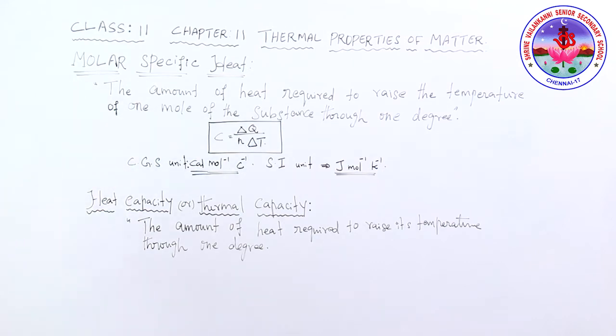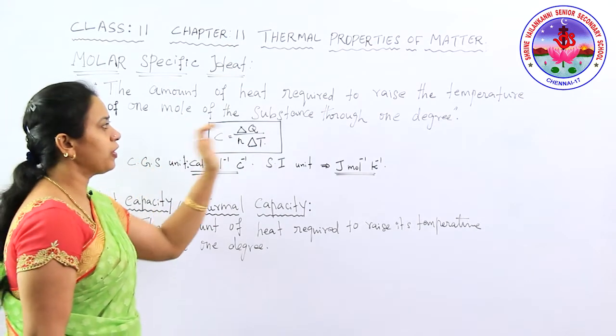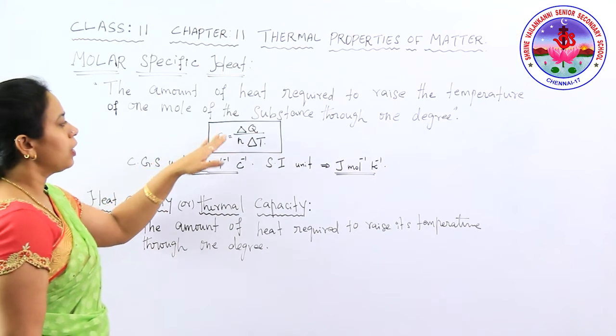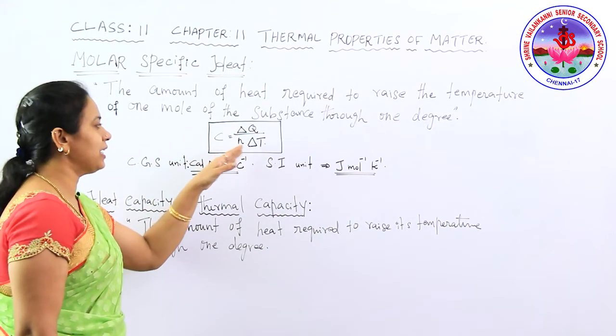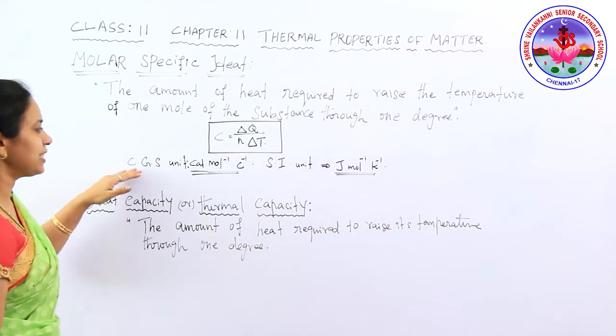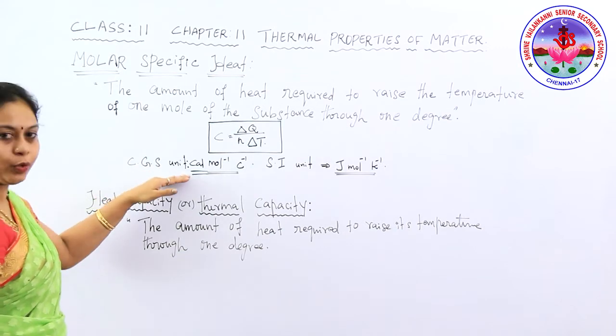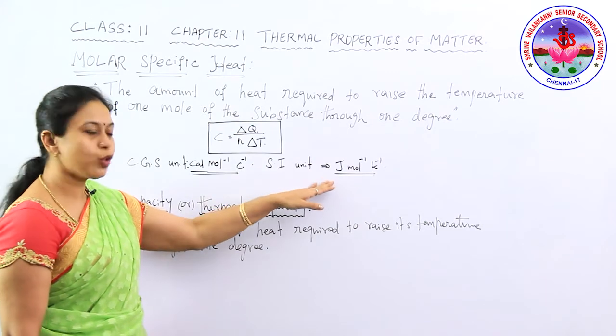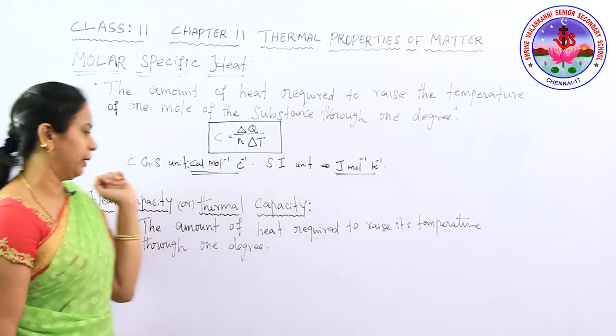See, the amount of heat which is required to raise the temperature of 1 mole of the substance through 1 degree, which is equal to del Q by N del T. So the CGS unit is calorie per mole per Celsius. The SI unit is joule per mole per Kelvin.